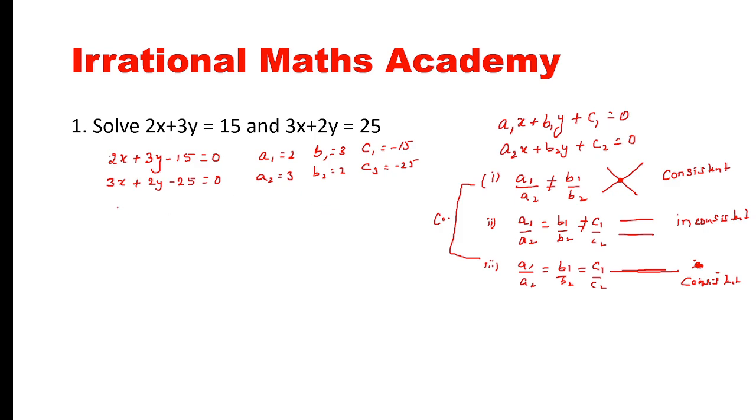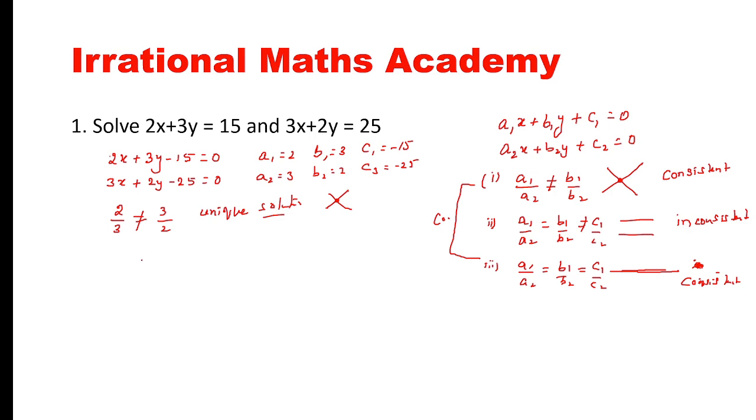So what do I get here? a1 by a2 value is 2 by 3. b1 by b2 value is 3 by 2. We can see here 2 by 3 is not equal to 3 by 2, so we can say this has a unique solution. This means they are intersecting lines, and this point is the unique solution point.